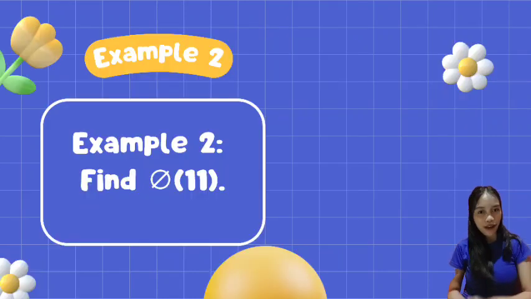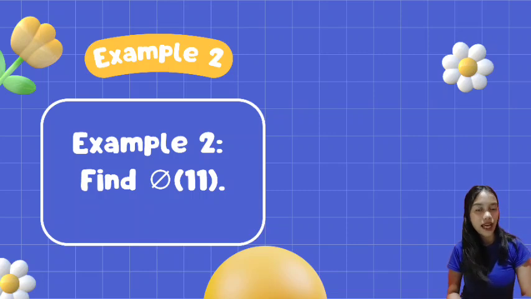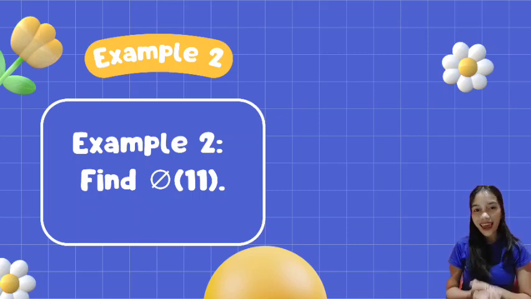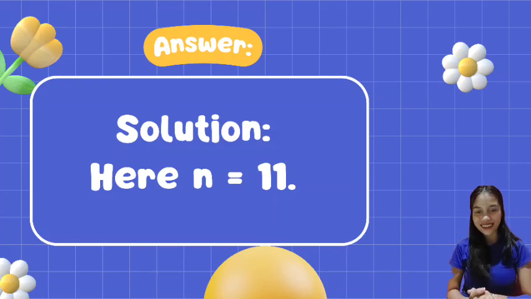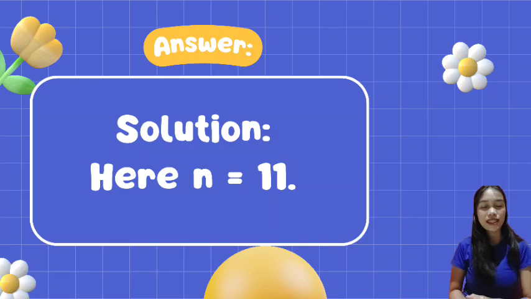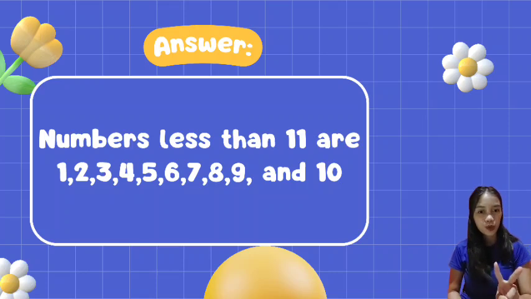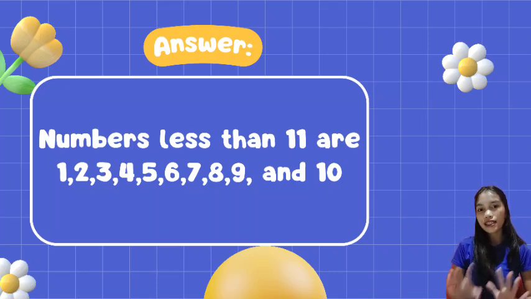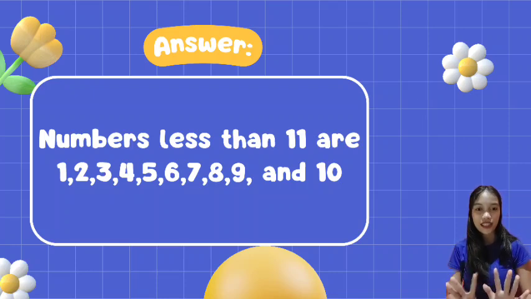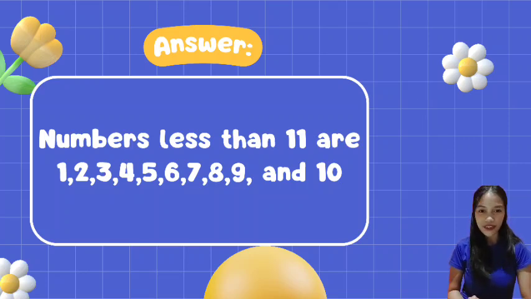We have here, find phi of 11. First, we will identify what n is. From the given example, n is equal to 11. Next, we are going to list the numbers less than 11. Always remember that these numbers must be positive integers. So we have 1, 2, 3, 4, 5, 6, 7, 8, 9, and 10. Then, we will identify if these numbers are relatively prime to 11.